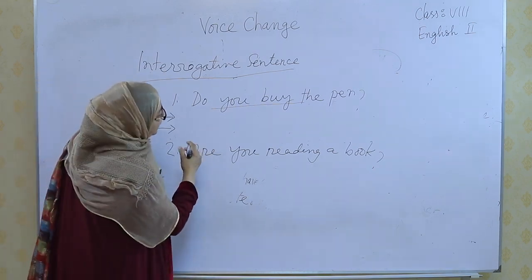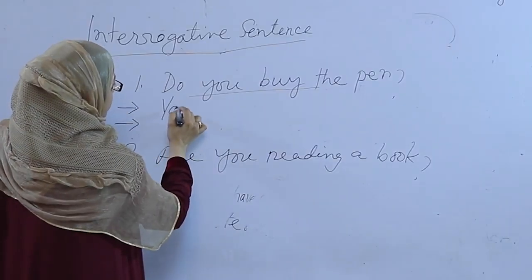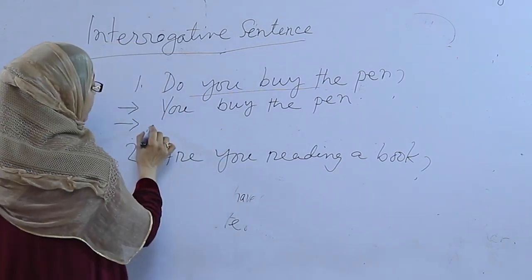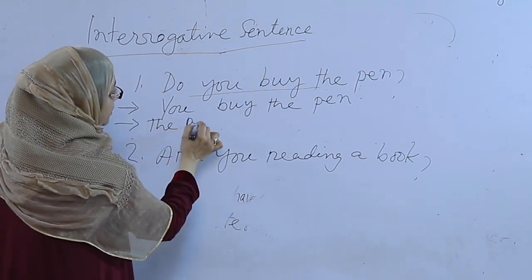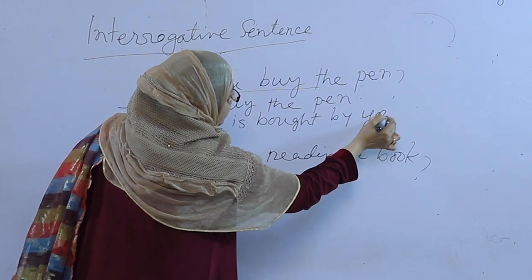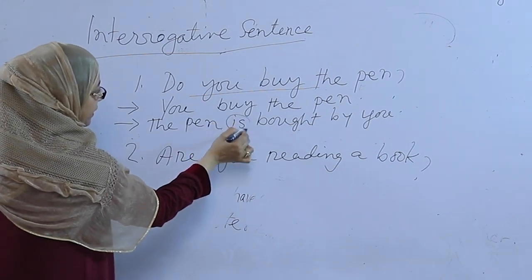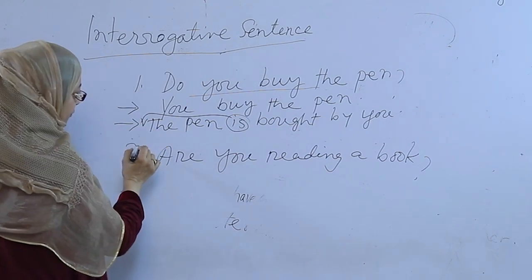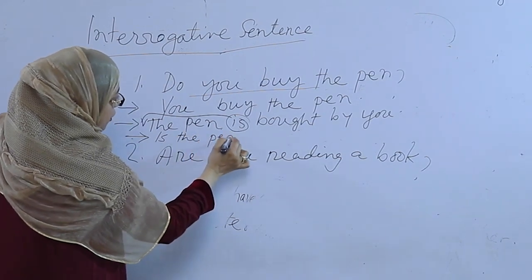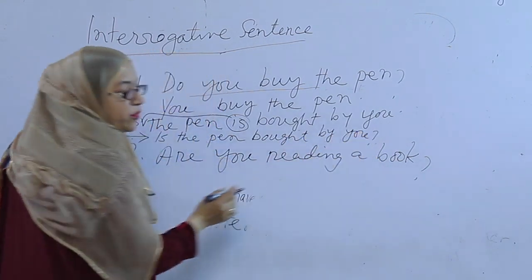So, I change it into an assertive sentence. Do you buy the pen? You buy the pen. And I turn it into passive. The pen is bought by you. And if I want to change it into an interrogative form, then I only put the verb in front of the sentence. Is the pen bought by you? Is the pen bought by you?